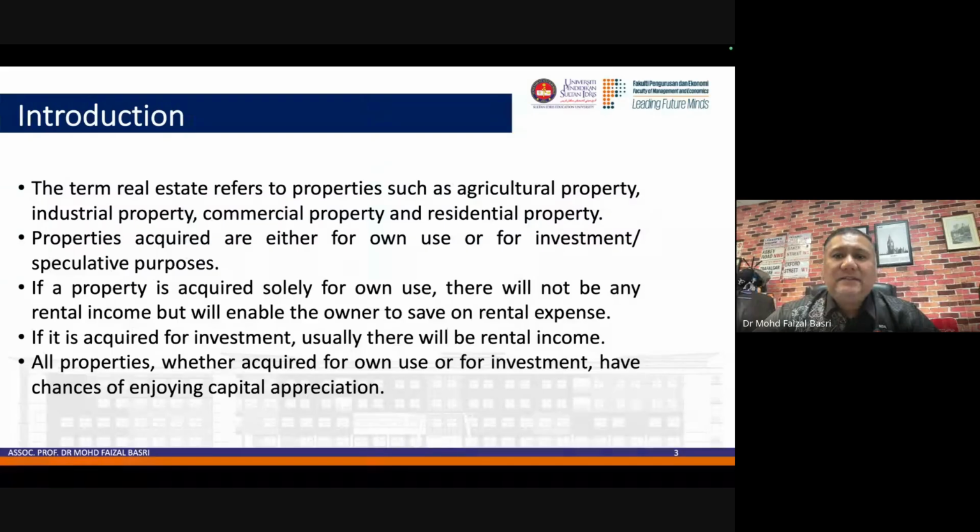So real estate refers to properties, okay, and properties here refer to multiple types, including agricultural. So nowadays, some people like to invest in agricultural properties such as orchards, ladang-ladang, dusun that grow fruits, for example, okay, and the harvested fruits too can be sold, be part of the income, right? And then we have industrial.